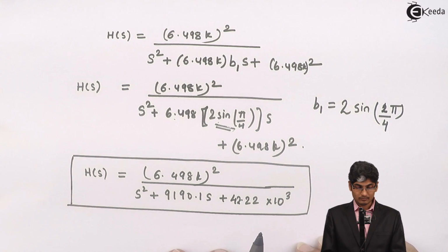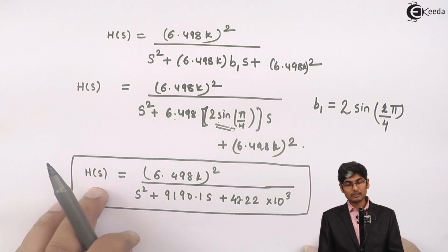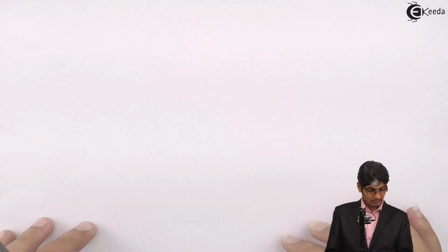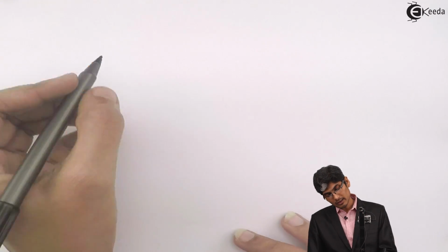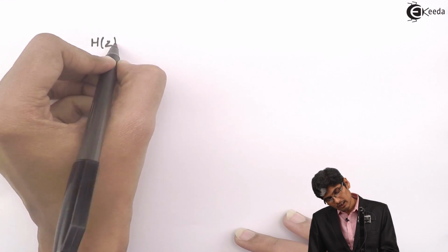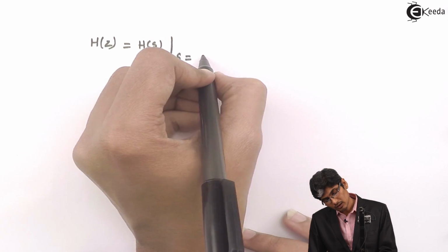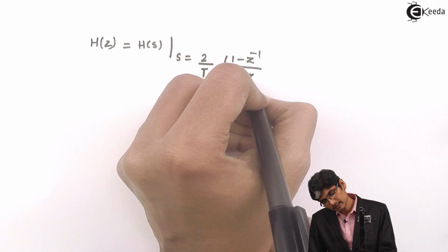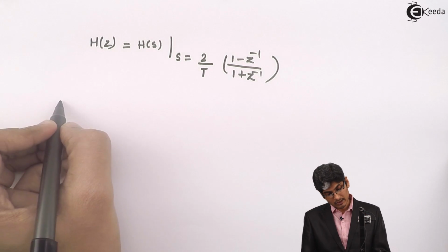This is not over. We want a digital filter or a discrete filter. For the discrete filter, we don't want H of s, we want h of n or H of omega or H of z, right? So what is the relation between H of z and H of s? H of z will be equal to H of s at s is equal to 2 by T, 1 minus z inverse upon 1 plus z inverse. So replace all s's in the transfer function and you will get H of z.